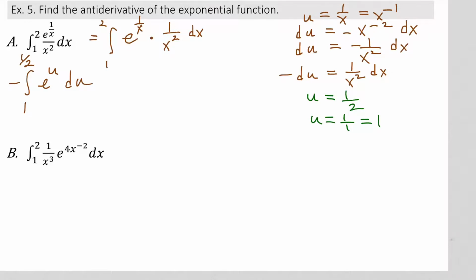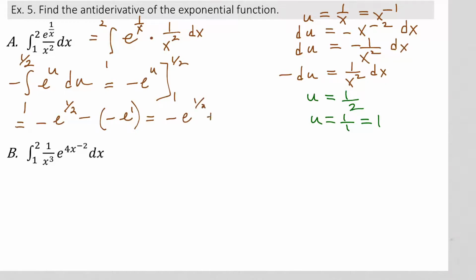All right, so now I'm ready to integrate. I've got negative e to the u evaluated between 1 and 1/2, which is equal to negative e to the 1/2 minus negative e to the 1, which is negative e to the 1/2 plus e. All right, so that's our result here.